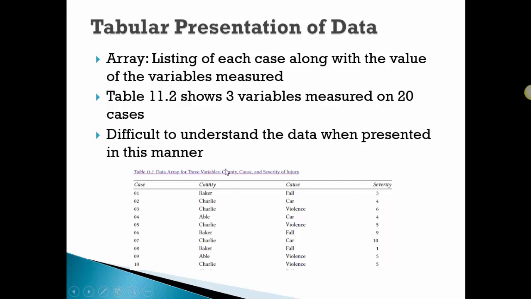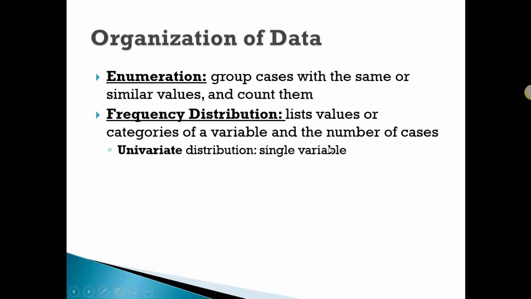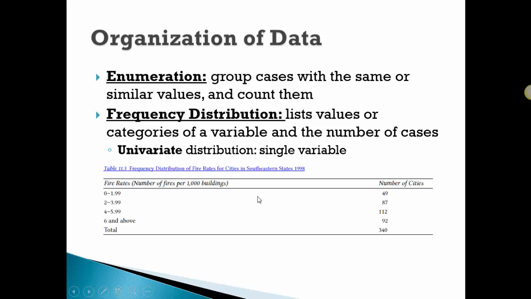It's difficult to really see what's going on when we simply look at a tabular display. We'd like to organize the data somehow, and this might mean creating a frequency distribution, which is one way to do it. So here we're looking at fire rates for cities in southeastern United States, and we've grouped them now by rate.